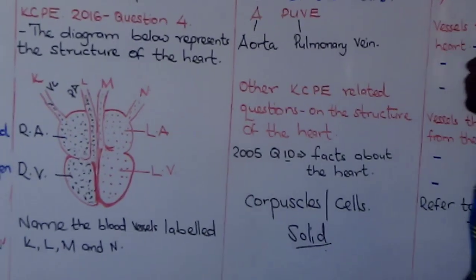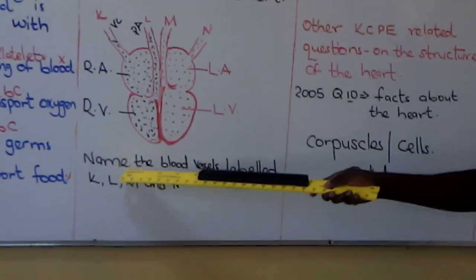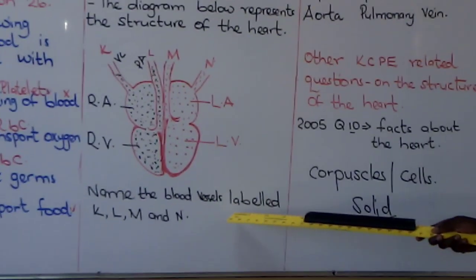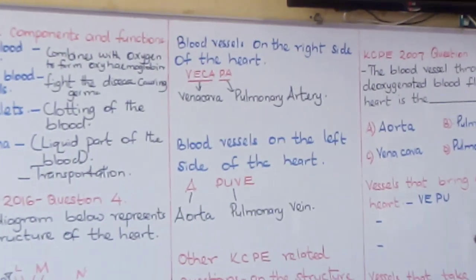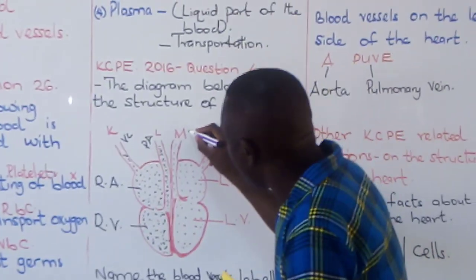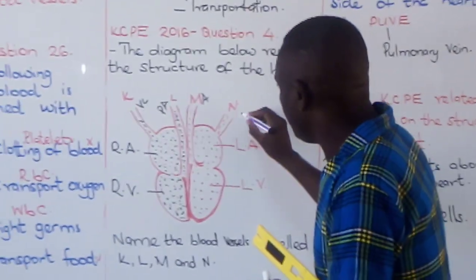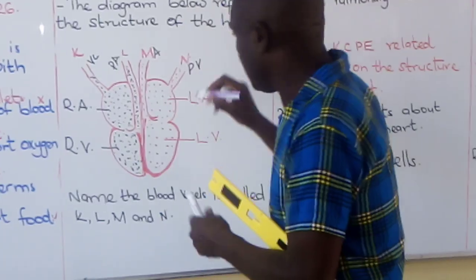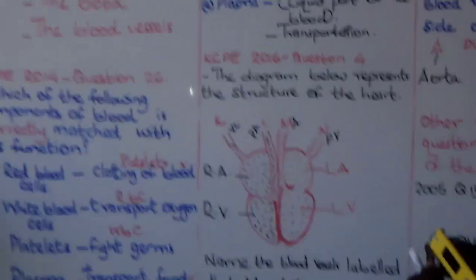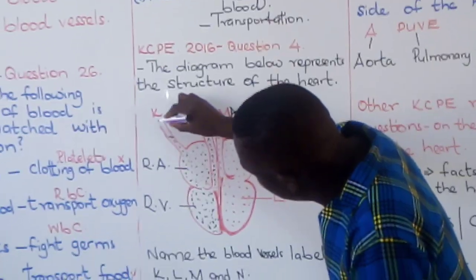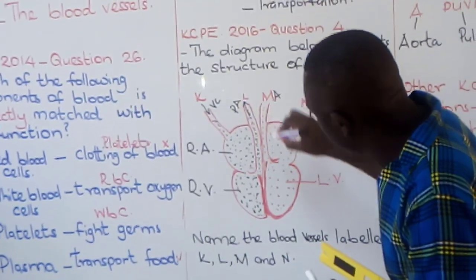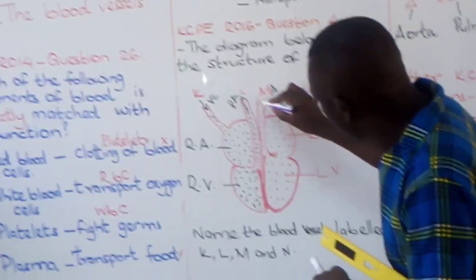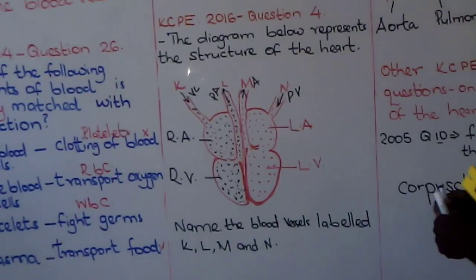Right? And so let's look at the question again. Name the blood vessels labeled A, K, L, M, and N. So let's name them. We say this is aorta and this is pulmonary vein. I want to do the arrows. That one must come that way, and this one must go that way. This one must come that way, and this one must go that way. We'll explain later why I've done that.